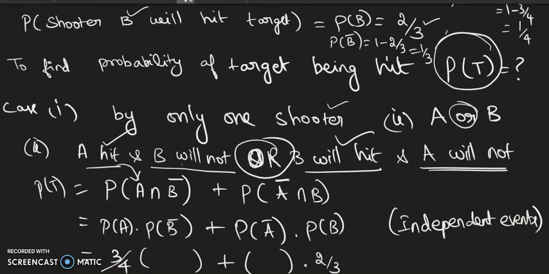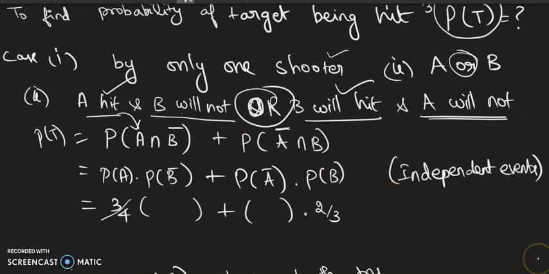So now I'm going to substitute all the values here. A intersection B bar, since I have written or, I'm using the plus symbol. That is, union will change to the plus symbol because of the axioms of probability. So P of A bar intersection B.